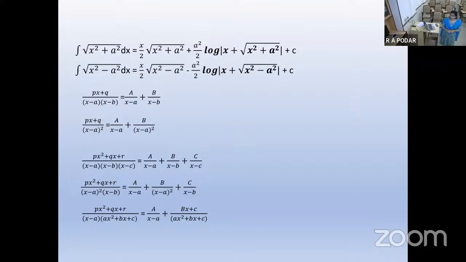Next method we have is partial fraction. How will we identify that question? In this question you have 2 factors, 3 factors in the denominator after simplifying that equation. And then we apply partial fraction. In partial fraction you find the A, B, C values, then apply integration.